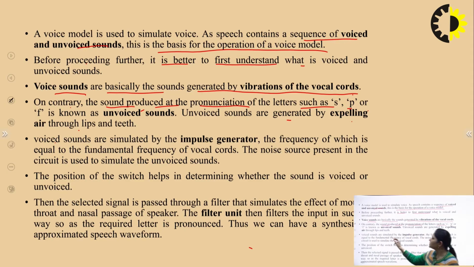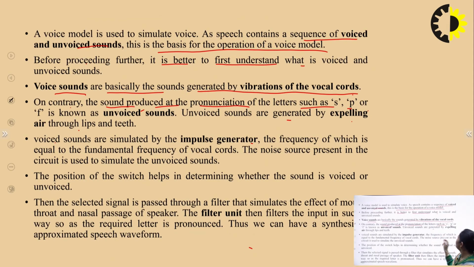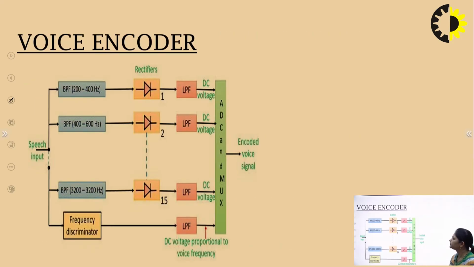Voice sounds are simulated by impulse generator. Voice sounds are generated by impulse generator, the frequency of which is equal to the fundamental frequency of the vocal cords. The noise source presentation in the circuit is used to simulate the unvoiced. As the unvoiced signals are similar to noise, so the noise system circuit is used to simulate the unvoiced signal. The position of the switch helps in determining whether the sound is voiced or unvoiced. So in this way, after selection of voiced or unvoiced signal, we will be ultimately getting our speech signal.